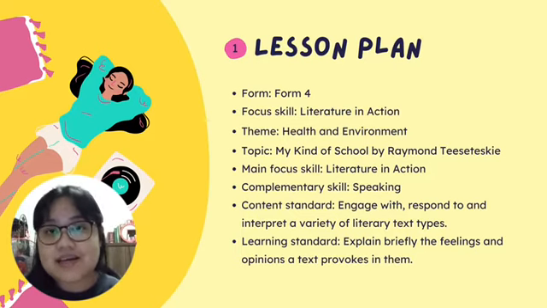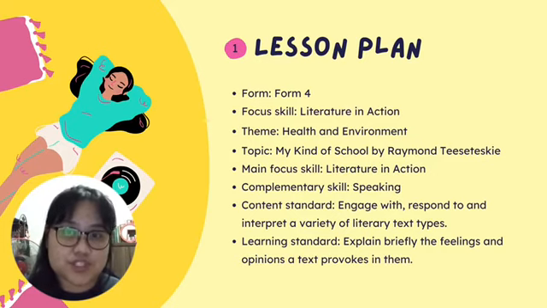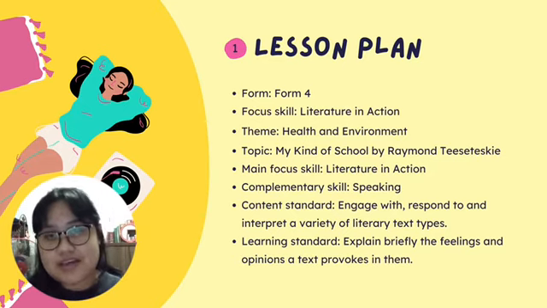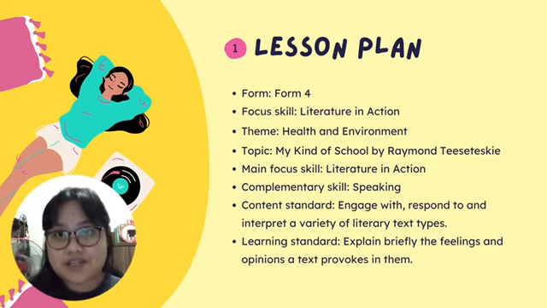This lesson plan is targeted for Form 4 students, and the skill that we're focusing on is literature in action. The theme is health and environment, and the topic we have chosen is the poem My Kind of School by Raymond Tisetesky from the literature component textbook. The main focus is literature in action, and the complementary skill is speaking.